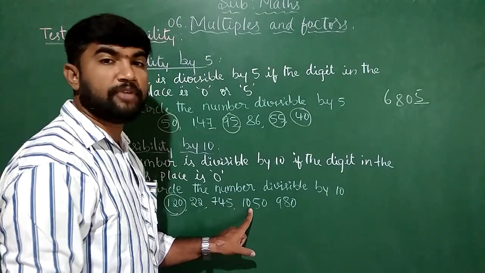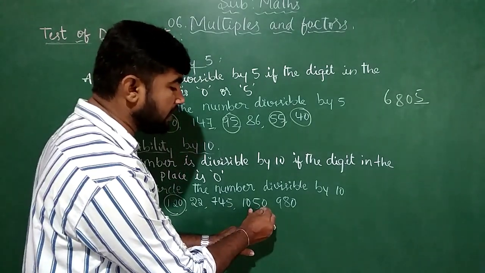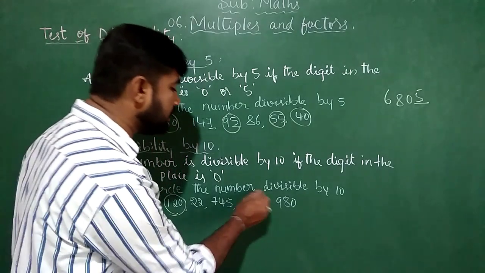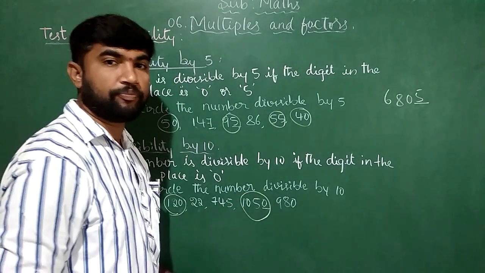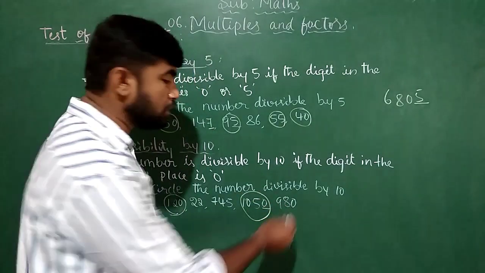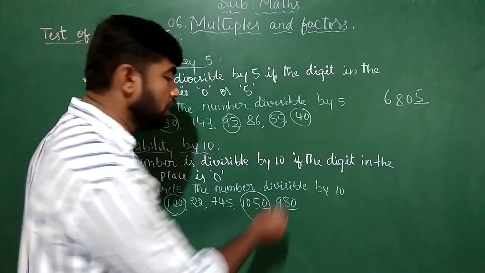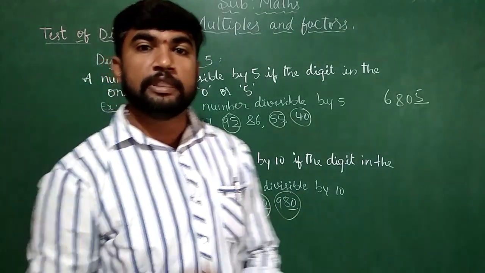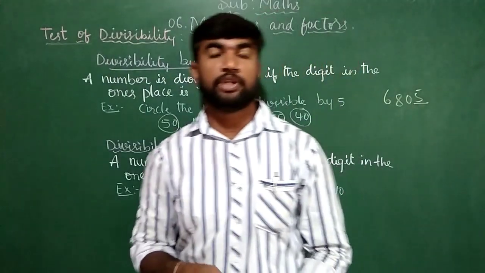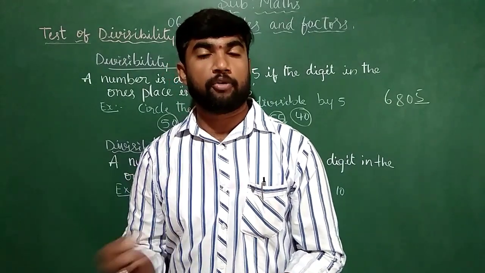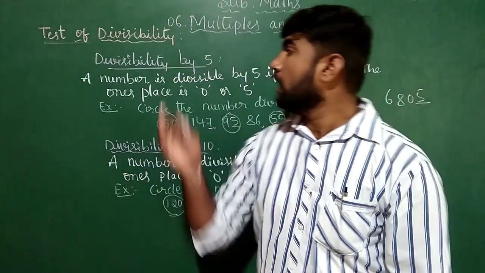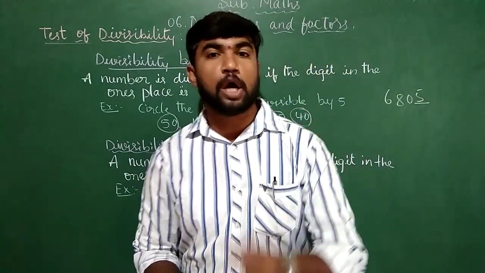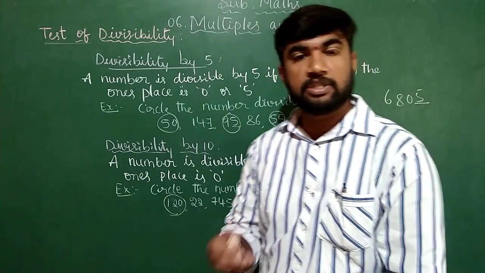Next, 1050. In 1050, the ones place value is 0, so 1050 is exactly divisible by 10. Next, 980. Here also the ones place has a 0, so 980 is exactly divisible by 10. So this is the way to check whether numbers are divisible by 2, 4, 9, 5 and 10. I hope you understood how to check whether numbers are divisible by other numbers or not.